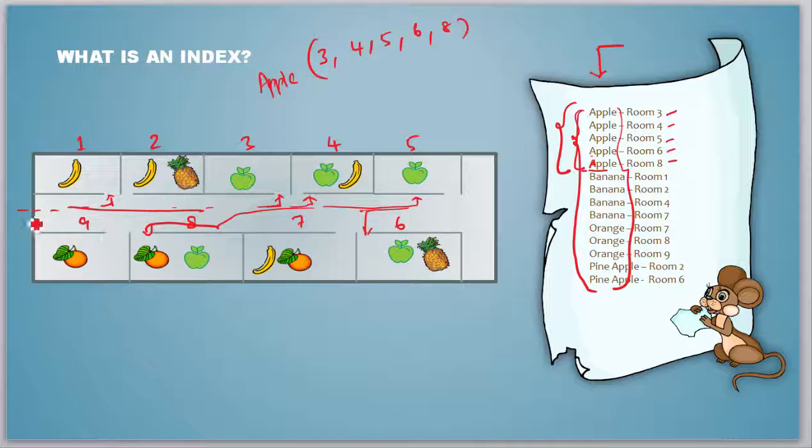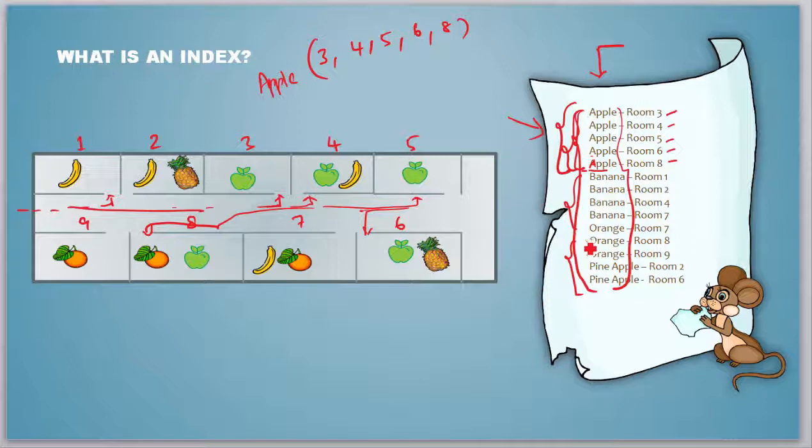Right? So I'm not going into each and every room, I'm not reading all the fruits that are there in each and every room. How is that possible? Because I have a piece of paper which tells me what is where, and more importantly, things are arranged in some order. In this case, it's alphabetical order.